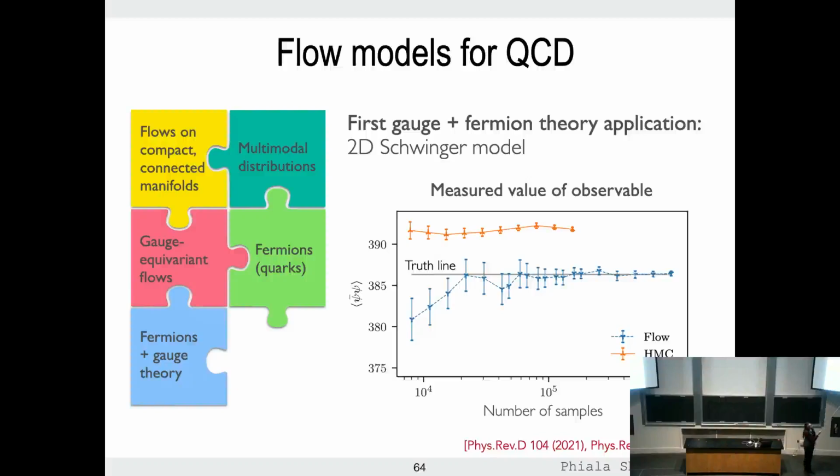This is a field theory which has fermions in it. This is the chiral condensate. What it is exactly is not important. It's some observable that I'm measuring in the theory. And I'm using this particular example because it's one where conventional methods fail.